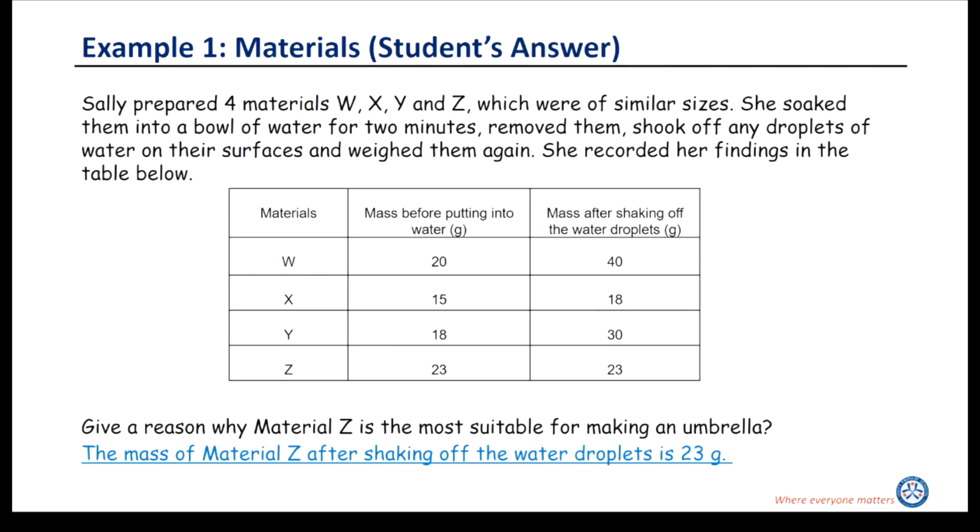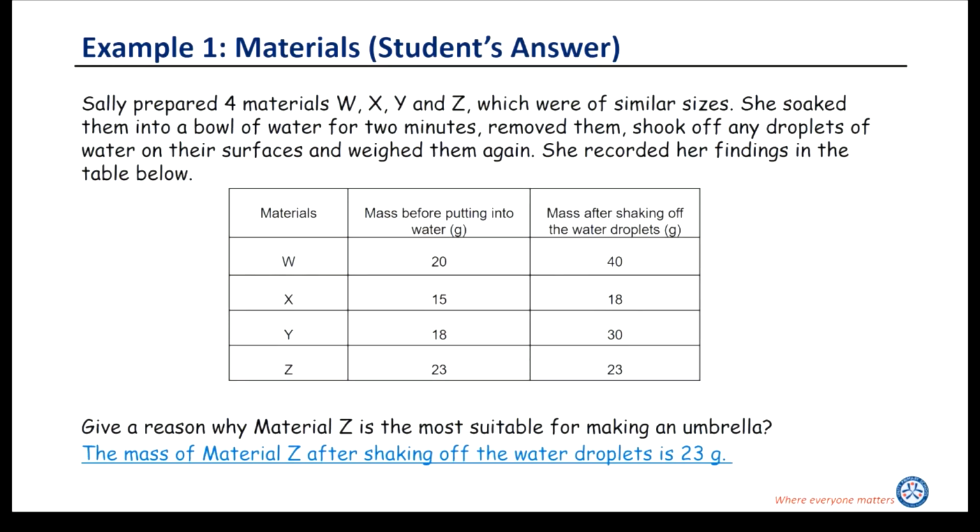Sally prepared 4 materials W, X, Y, and Z, which were of similar sizes. She soaked them in a bowl of water for 2 minutes, removed them, soaked off any droplets of water on their surfaces, and weighed them again. She recorded her findings in the table below. Give a reason why material Z is the most suitable for making an umbrella.